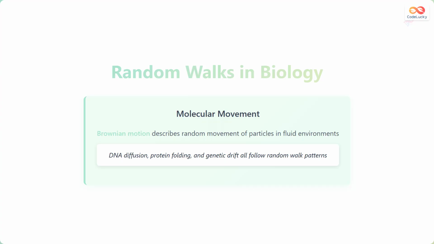Now let's explore the applications of random walks in biology, focusing on molecular movement. Brownian motion is a key concept here. It describes the random movement of particles in fluid environments. Think of tiny particles jiggling around in water, bumping into each other randomly. Examples of this include DNA diffusion, protein folding, and genetic drift, all of which follow random walk patterns. This means that the movement of molecules and genes can be modeled as a series of random steps, providing insights into various biological processes.